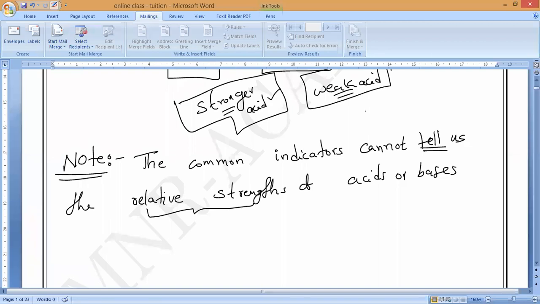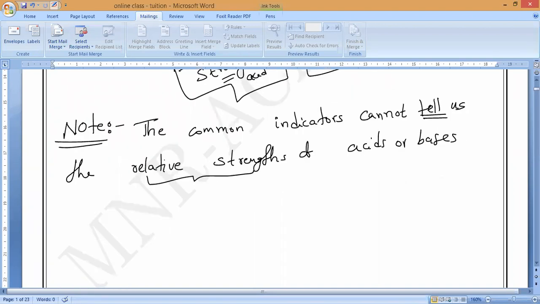That is why we need a special type of indicator which will also indicate the strength of the given solution. That is what we call the universal indicator. The universal indicator works by measuring the pH of a solution. That is what you have to remember, not by changing the color of the solution. So the universal indicator works by measuring what? pH. Understand? pH value of a solution. That is what you have to remember.